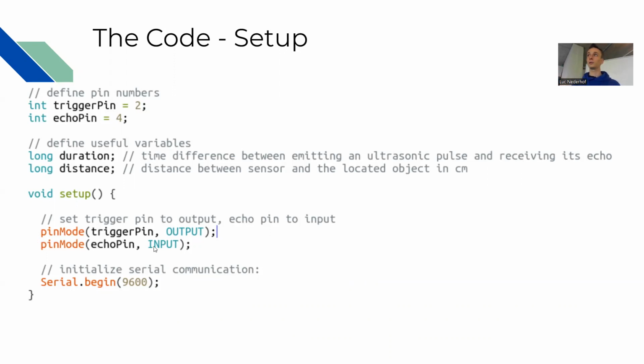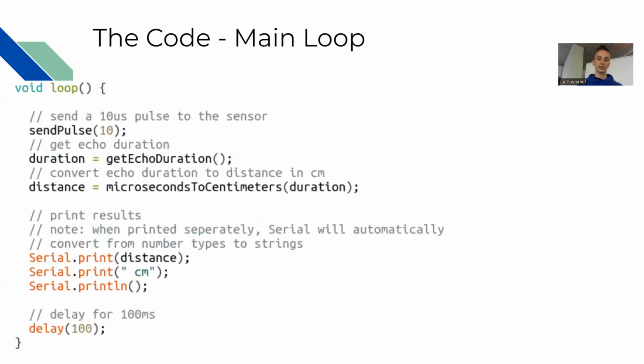And then we've got our echo pin, which is the pin that receives that data from the sensor and stays on for a certain amount of time, deciding our distance. And then we begin serial communication so that we can display our numbers in our serial console and actually see what's going on. So that's your setup and your start of it.